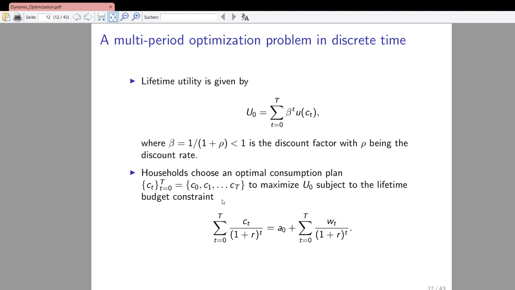So the left hand side is the net present value of lifetime consumption expenditures, and the right hand side is the net present value of income plus assets, basically. So you have initial assets plus total lifetime income, again discounted, so the net present value of lifetime income. And households maximize their lifetime utility by choosing a sequence of consumption for all the points in time, starting at time 0 up to the end of the planning horizon, and this sequence should maximize lifetime utility and fulfill the budget constraint.